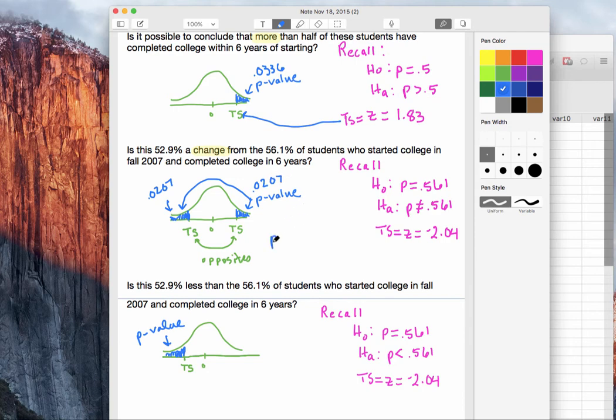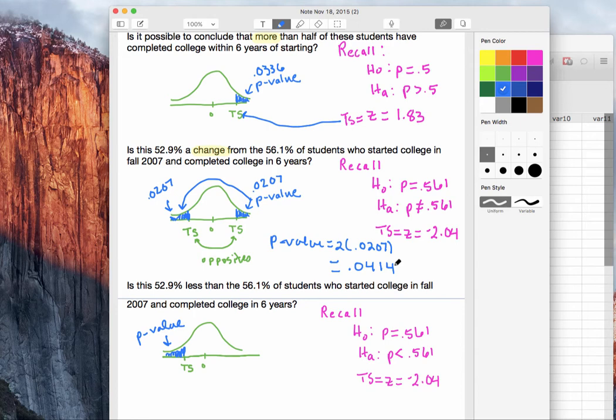So we have the area in the other tail, 0.0207, and our p-value in all, p-value is equal to 2 times 0.0207. So that is going to be 0.0414. So our p-value is just over 4%. It's not 2%, it's just over 4%.